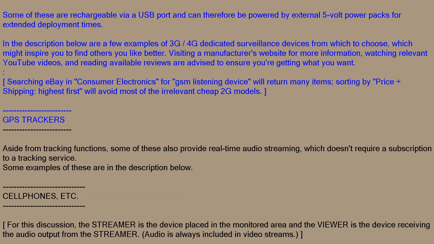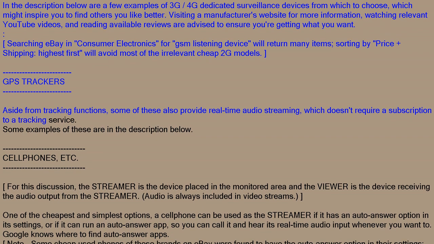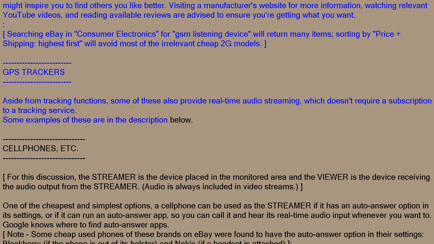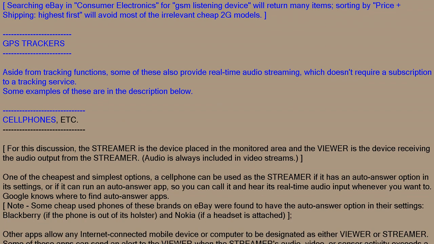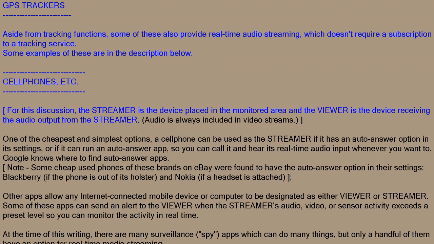GPS trackers. Aside from tracking functions, some of these also provide real-time audio streaming, which doesn't require a subscription to a tracking service. Some examples of these are in the description below. Cell phones, etc. For this discussion, the streamer is the device placed in the monitored area and the viewer is the device receiving the audio output from the streamer. Audio is always included in video streams.